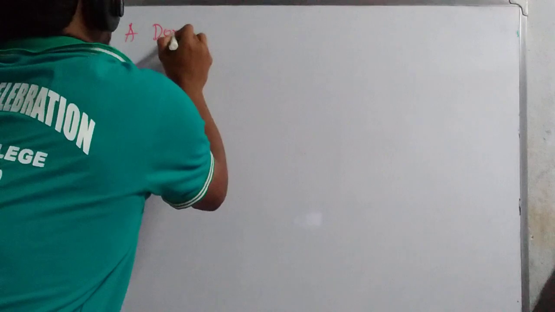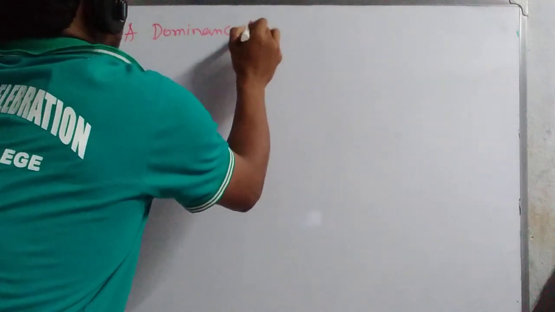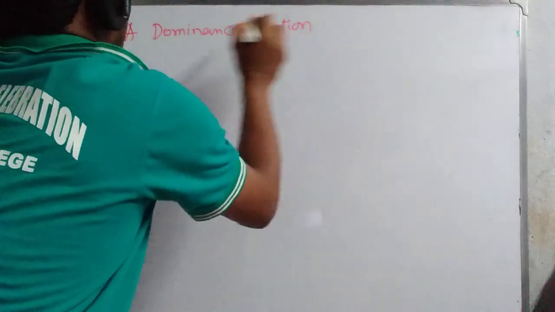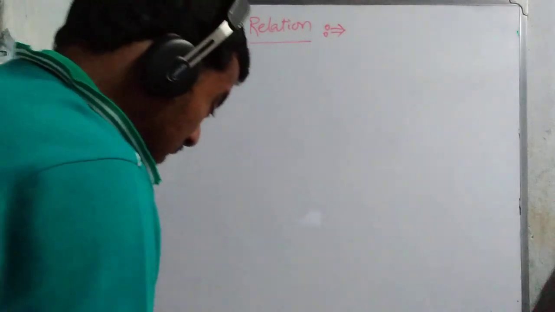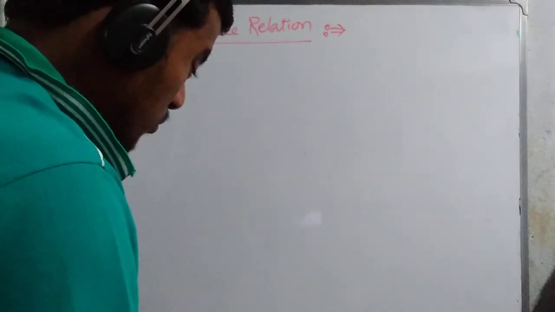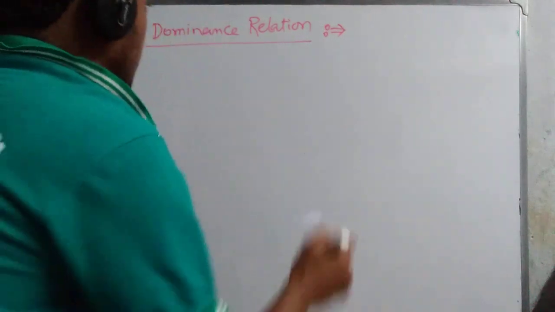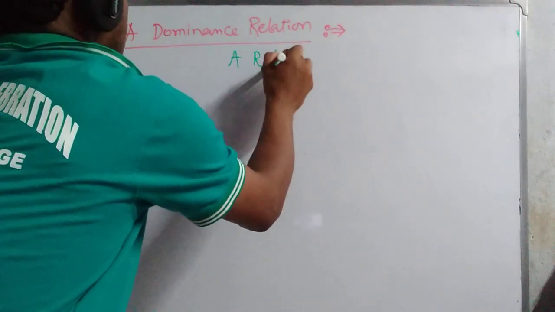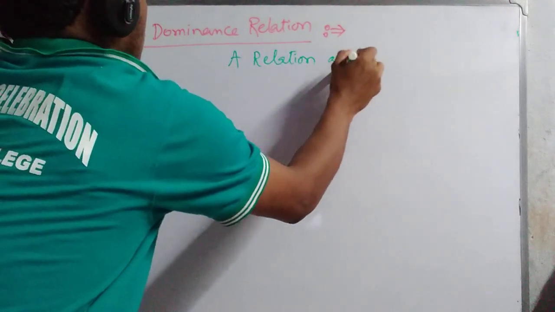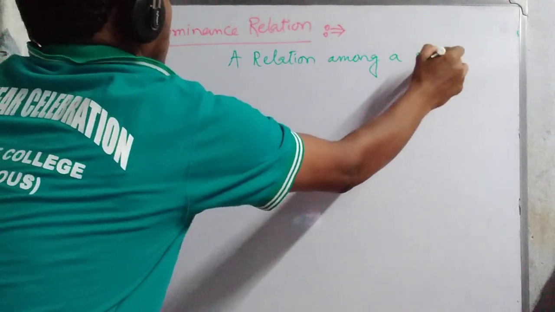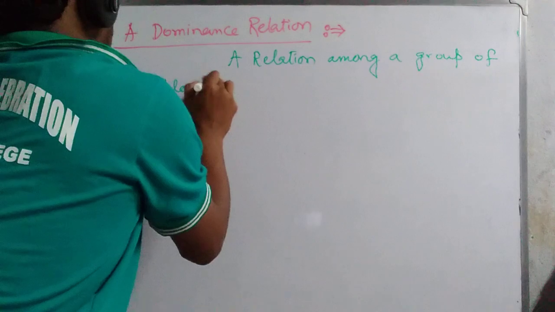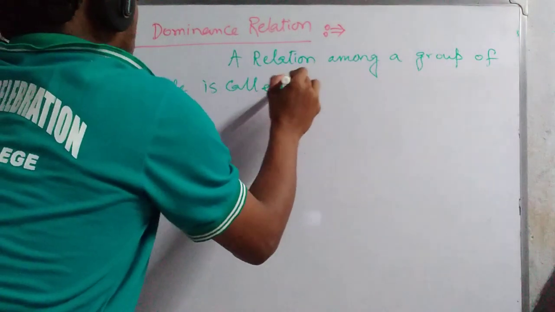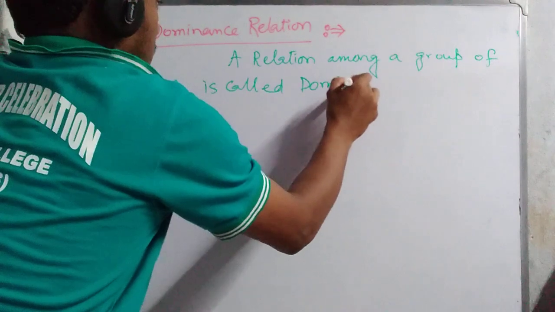Here we write dominance relation. A relation among a group of people is called a dominance relation.